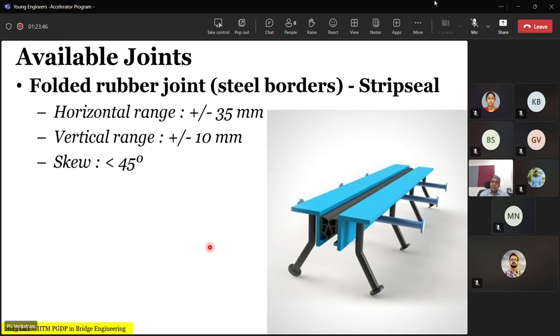Then the most common one that you see is what is called a strip seal joint. It can withstand a movement of plus or minus 35 millimeter. The gap can be as much as 70 to 80 mm. It takes more vertical displacement, up to 10 mm, and there's a waterproofing layer in the form of an elastomeric sheet. It can be used for skews up to 45 degrees. There are only variations in the pattern of the anchors that you provide for these edge metallic beams.